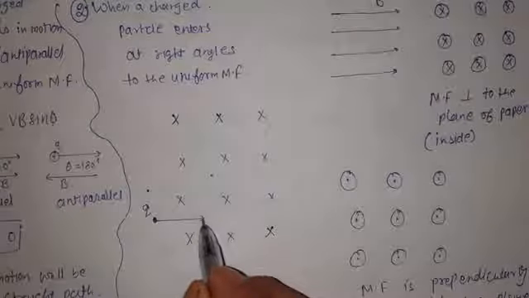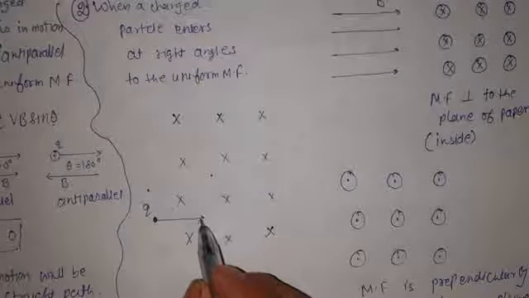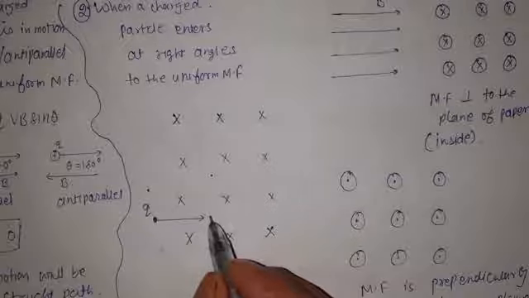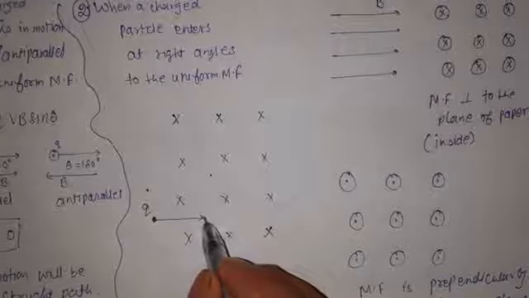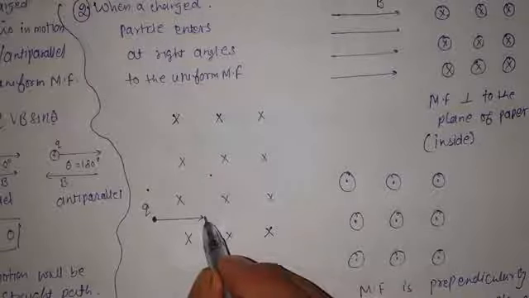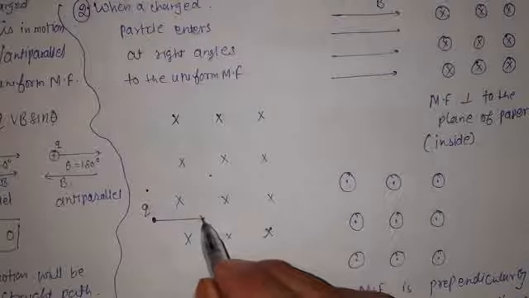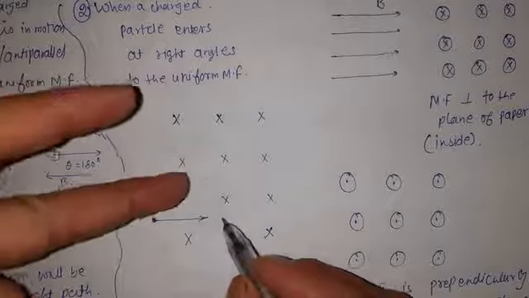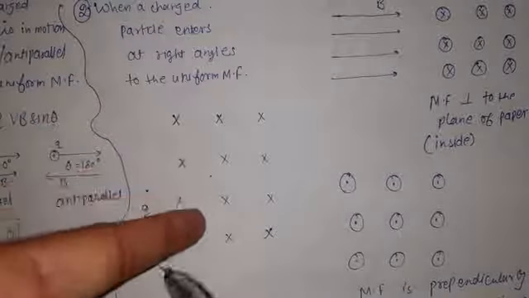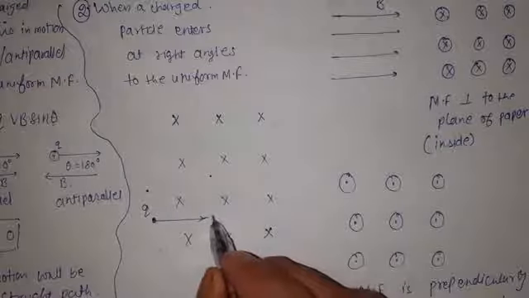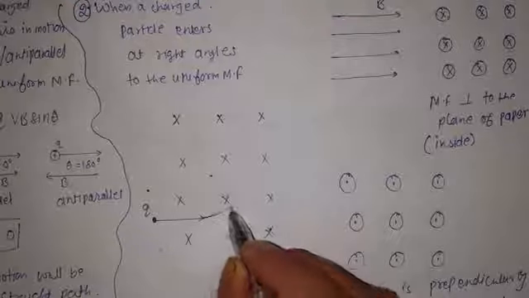Now when it enters perpendicularly in this uniform magnetic field, what will happen? According to Fleming's left hand rule, a force will be exerted on it. What will be the direction of the force? In which direction will this charge get deflected? Here, according to Fleming's left hand rule, the magnetic field is in downward direction, this charge is going toward the right, so the force will be toward the upward direction. Therefore a force will be exerted on this charge upward.